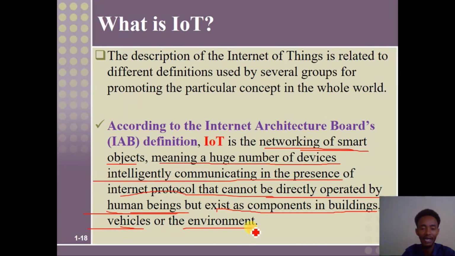They define it as the networking of smart objects, meaning a huge number of devices intelligently communicating in the presence of the Internet protocol that cannot be directly operated by human beings, but exist as a component in buildings, vehicles, or the environment. This is the clear definition of IoT given by this organization.